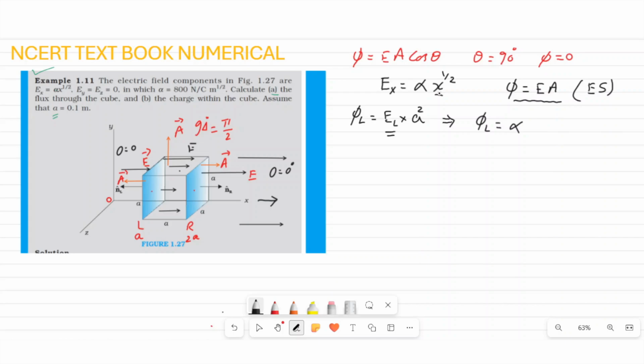So flux for left surface is equal to alpha A raised to 5 by 2. You can call this equation number 1. So we have calculated flux for left surface. Now here one more point. Now see, here theta is not 0, this is actually 180 degree in this case. For this left surface, theta is 180 degree.